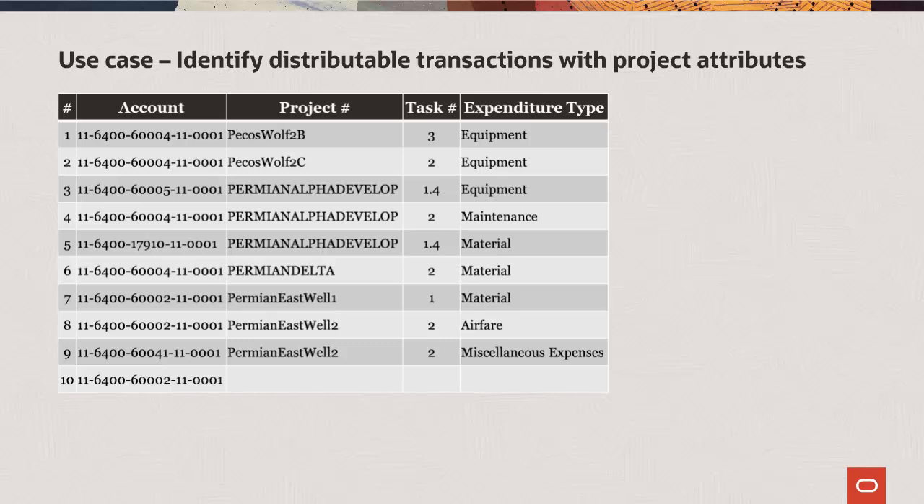Here is a subset of the transactions that have been posted for January 2017. 9 of these transactions have project attributes. The last transaction is not associated with any project.